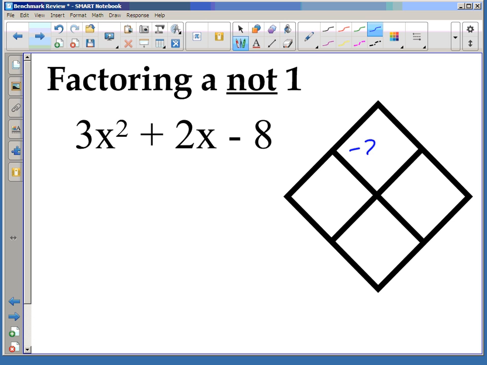All right. I get negative 24 and 2. Factors of negative 24, or factors of 24 with a difference of 2: 4 and 6. I want the bigger number positive, smaller number negative. So now let's rewrite.